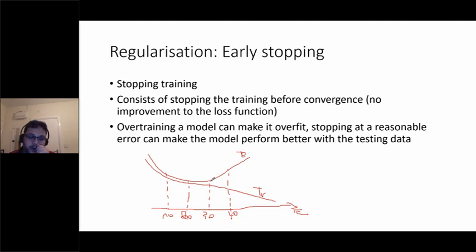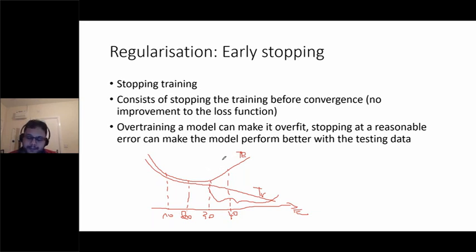Because here we are no longer improving things for testing, but for training it is improving. So here we are mainly overfitting. It's not good what we are doing here. So we stop here. It's the best we can get with this function. The testing that we have is the best we can get. But yeah, we have to watch out for leakage, etc.